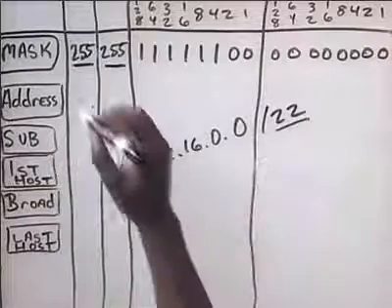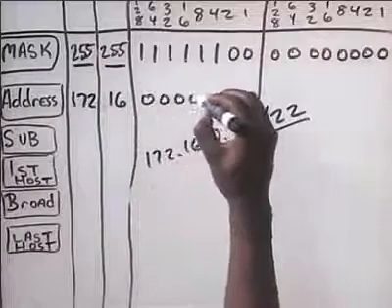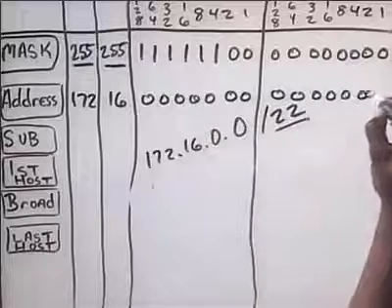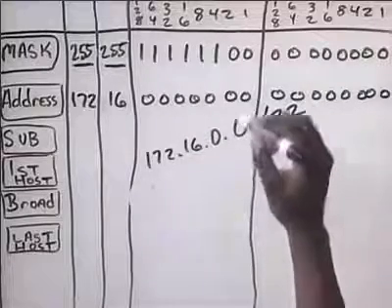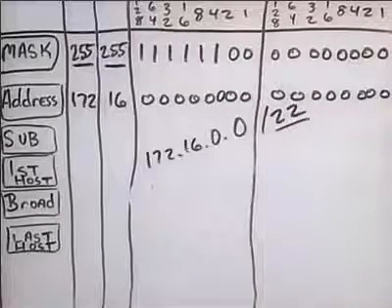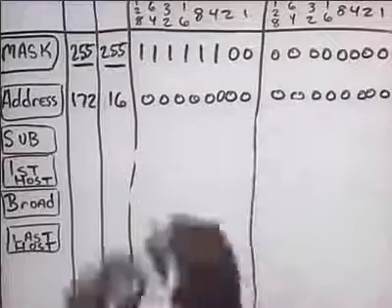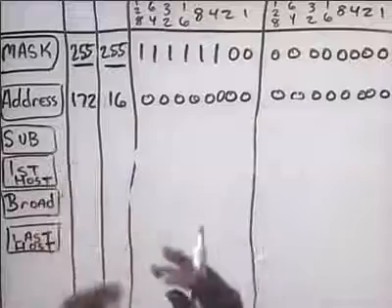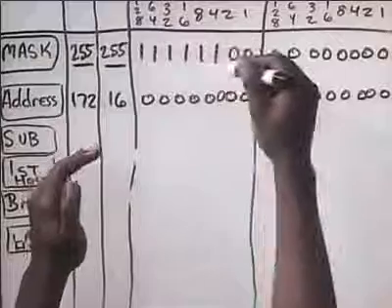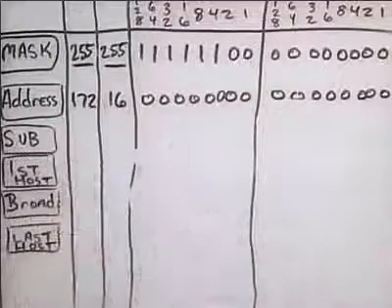Now we'll write out the address 172.16.0.0. That's our network address right there. So that's the example here for the first scenario. Now, the question is, given this network address and a subnet mask, here's the subnet mask, how many subnets can we have and how many hosts per subnet?